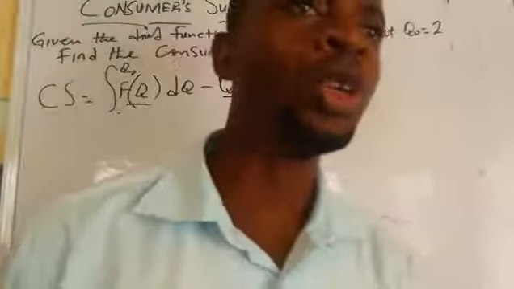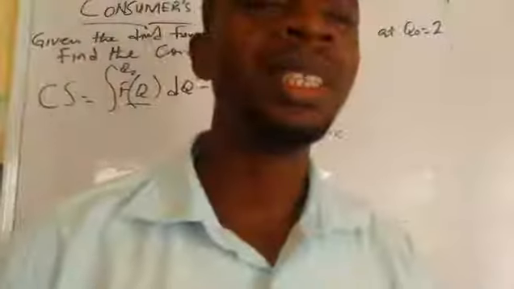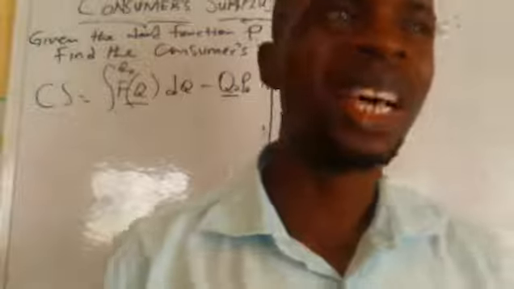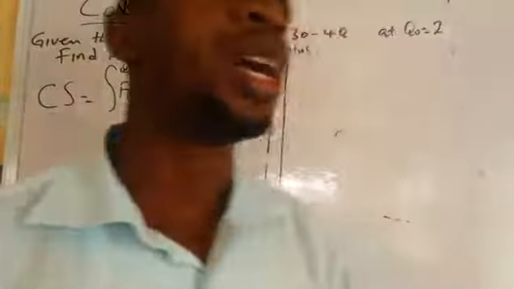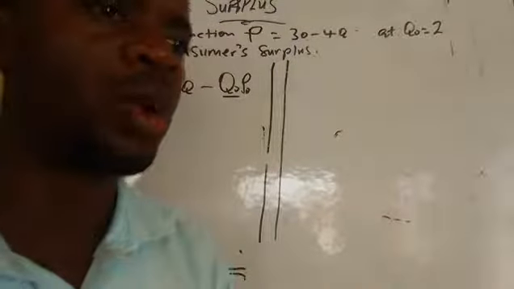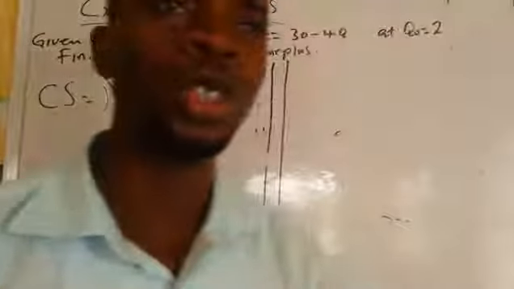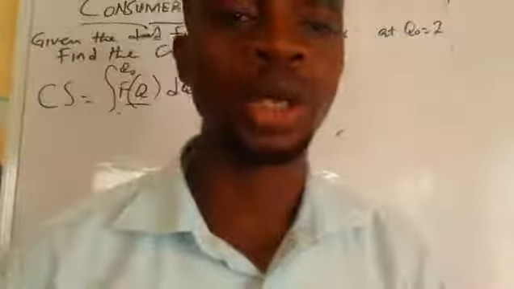In this video, we are going to be looking at consumer surplus. Consumer surplus is the difference between the amount which a consumer intends to pay for a particular commodity and the amount he later pays for that commodity. For instance, a consumer intends to purchase a commodity for $5 and he later purchases it for $3. The difference of $2 is what we refer to as a consumer surplus.